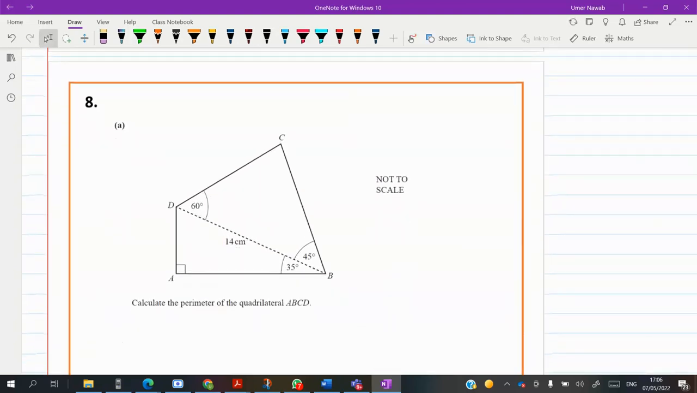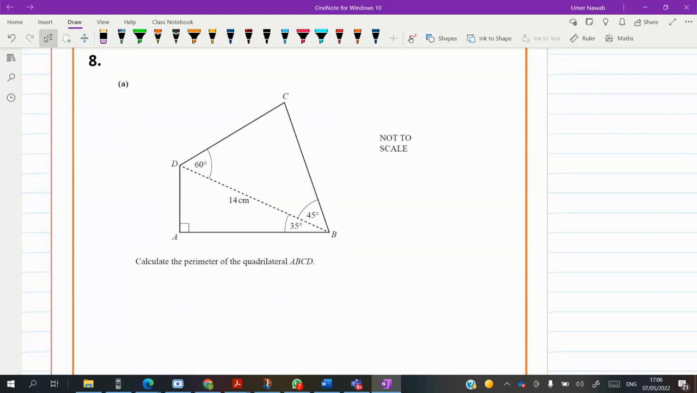Now we have question number 8. Perimeter of the quadrilateral is required. Let me try to get AD by using trigonometric ratios. So AD will be what? This is basically opposite, and this is adjacent. Opposite is equal to, hypotenuse is already given to me, so I'm going to write here 14 times sine of 35, and this is 14 times cosine of 35. It can be calculated easily.